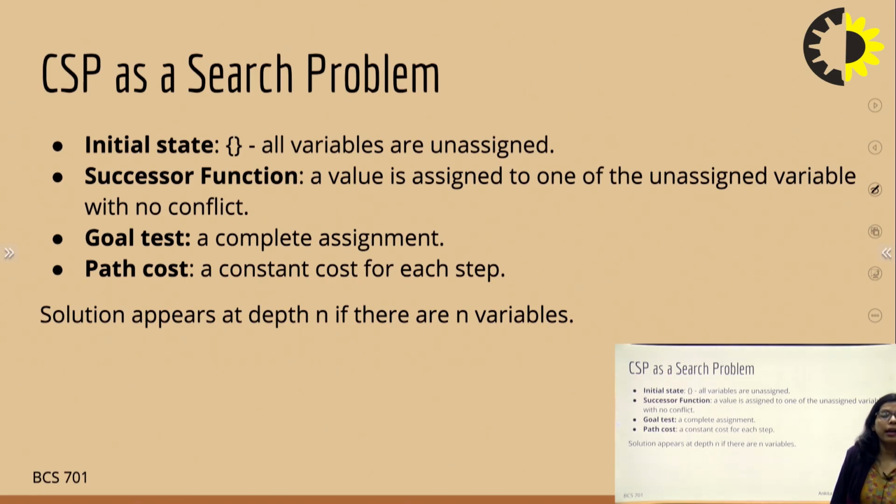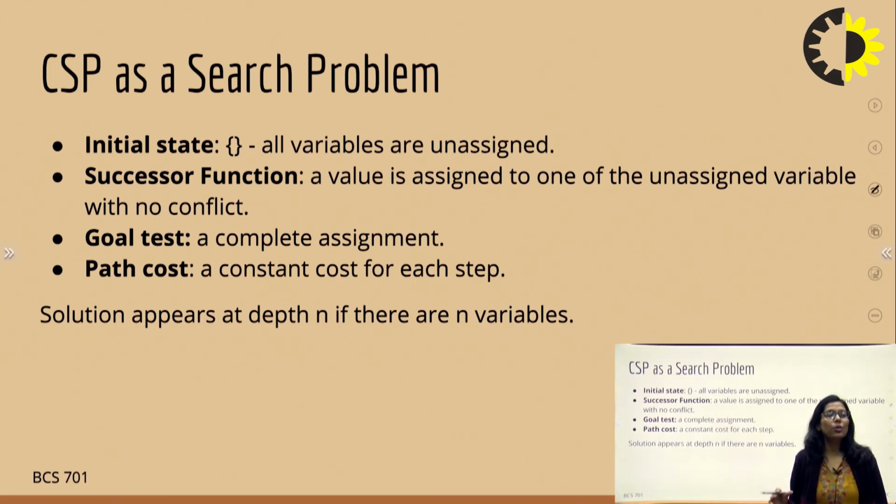Now whenever we are trying to solve a problem, this is how we solve it. But when we try to solve a CSP problem through a machine, we have to formulate it as a search problem. So my initial state will be that all variables are unassigned, and what will be my successor function? A value is assigned to one of the unassigned variables which have no conflict. So the purpose of the successor function is to find an assignment so that no constraints are violated. So that is my successor function.